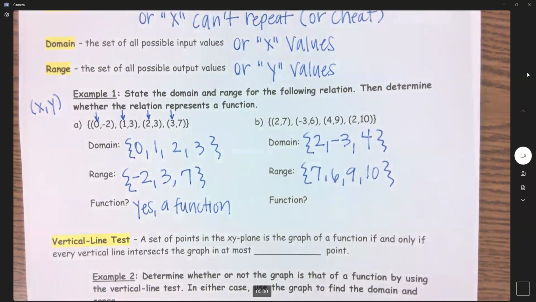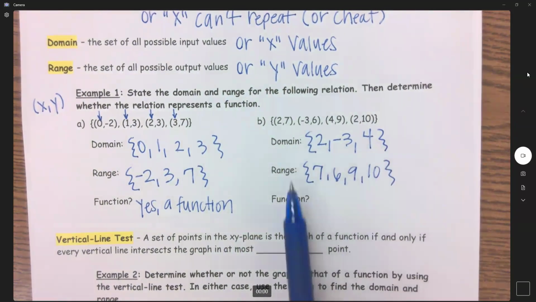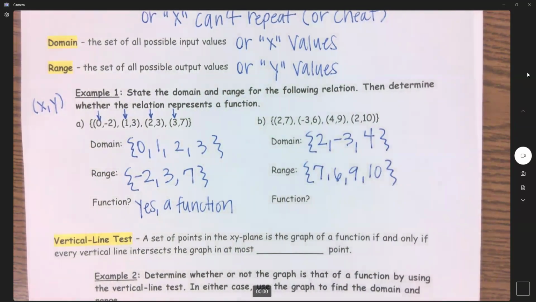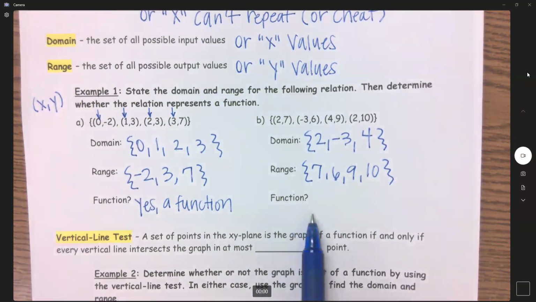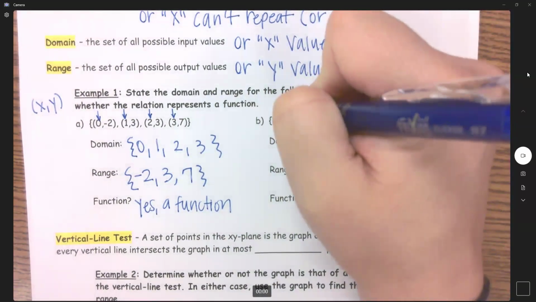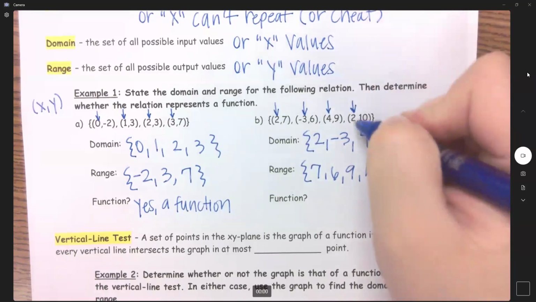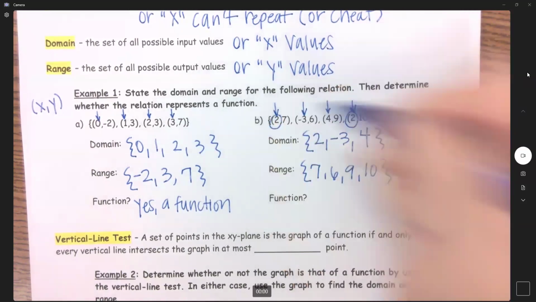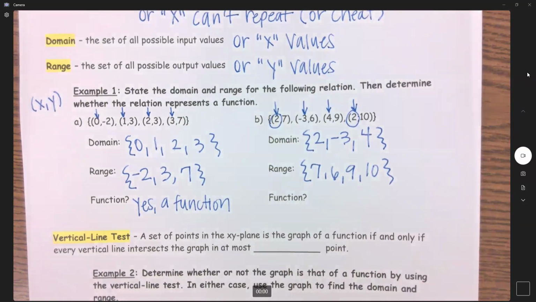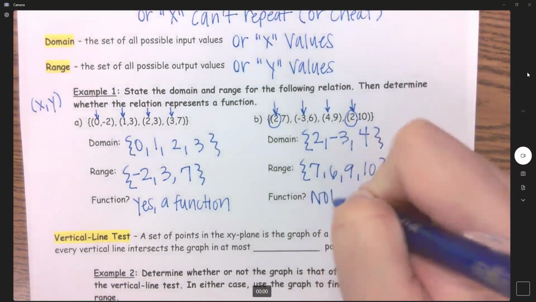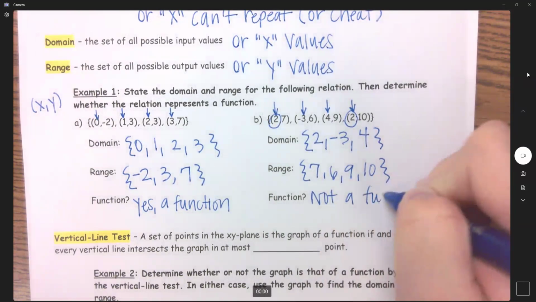So again, it's okay that the domain has 3 and the range has 4. They're not always going to be even. Can they be? Yes, absolutely, but they don't have to be. So is this a function? Well, when we check for function, we just care about x's. And because we have 2 2's in that x position, this is not a function.